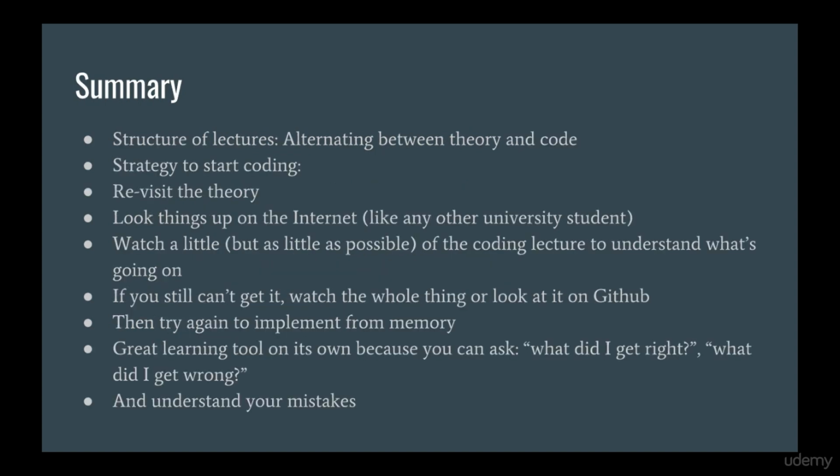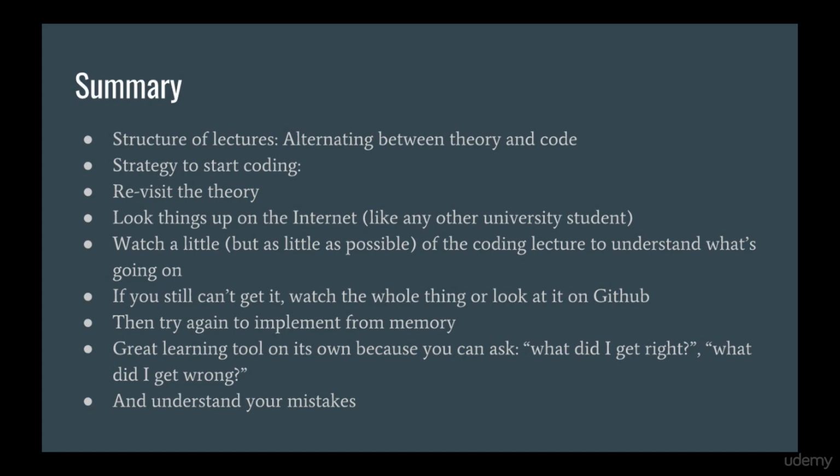Next, we talked about a strategy for how to actually apply this. You've probably already seen that we always alternate between theory and code. First, we discuss the theory, and then we implement that in code. Sometimes you might have to go back and revisit the theory, or sometimes you might have to look things up on the internet. That's perfectly normal. This is pretty much the day in the life of a university student. We're trying to build the same level of mental toughness and initiative taking in this course.